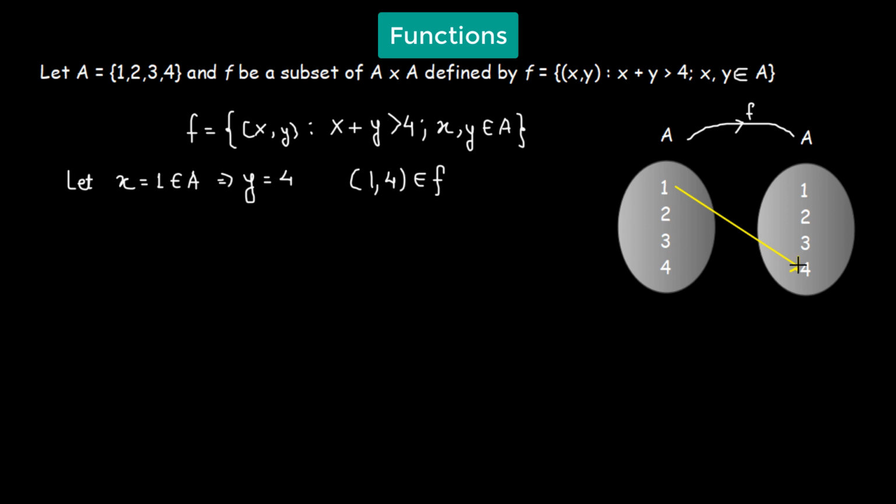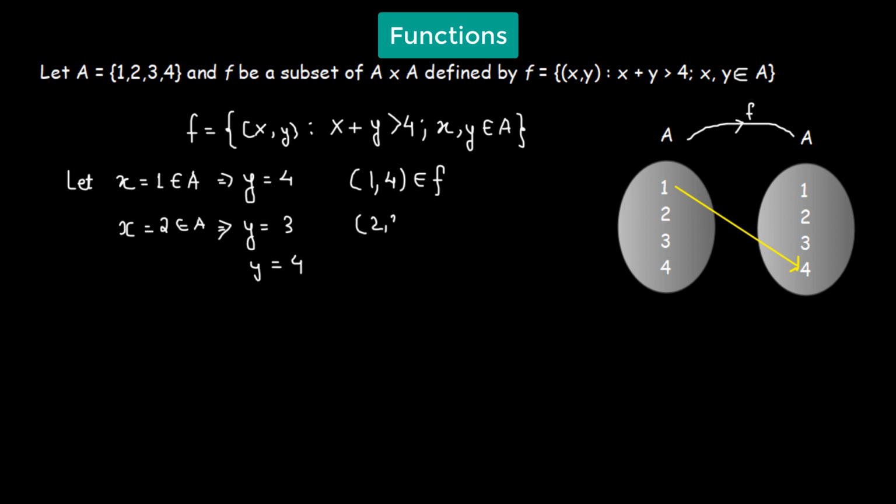So we represent it by an arrow diagram going from the first set A to its corresponding element in the second set A. Now we're going to consider the next element from set A. So we have x equals 2, which belongs to set A, and the corresponding y value must be such that when added to x equals 2, we get a sum that is greater than 4. So the only possible values are 3 and 4.